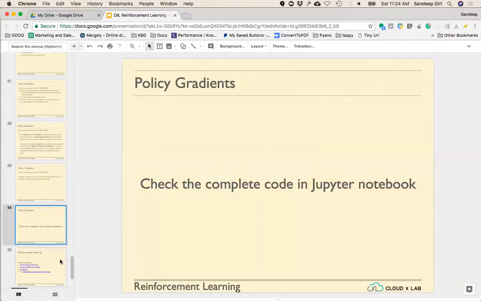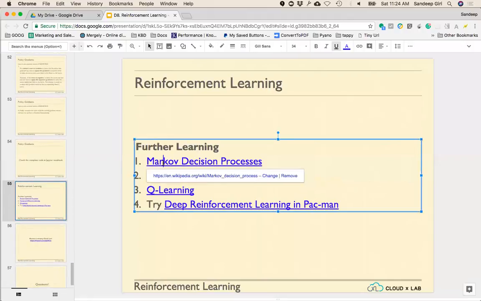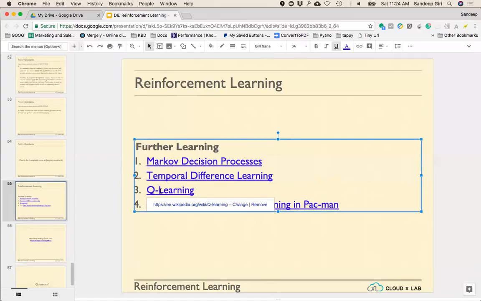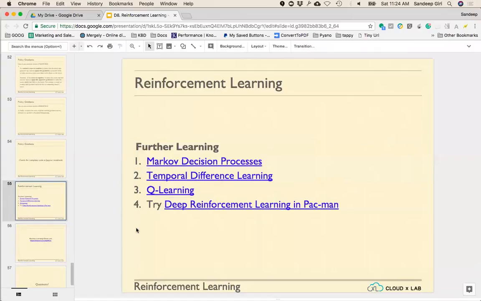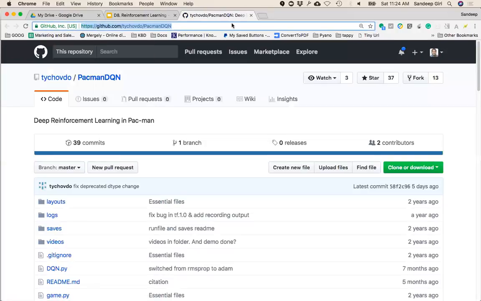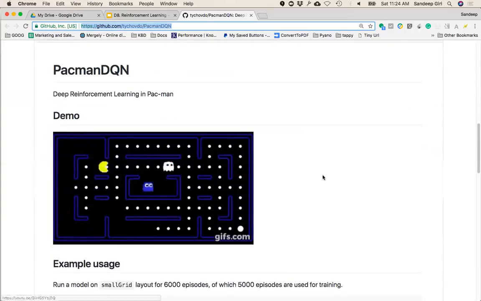If you want to learn more about it, you may want to learn about Markov decision processes, which again help us in doing the policy gradients better. Then you may want to take a look at temporal difference learning and Q learning. Q learning is nothing but using deep learning for reinforcement by having many layers. Next, you could try deep reinforcement learning on Pac-Man. You can take a look at this code, which is an extension of what we have done today, the detailed TensorFlow way of making it play Pac-Man.